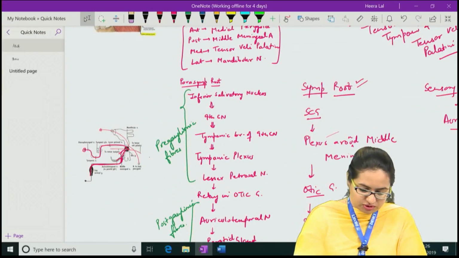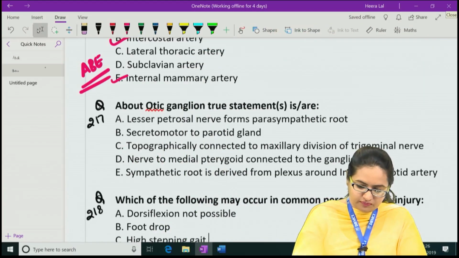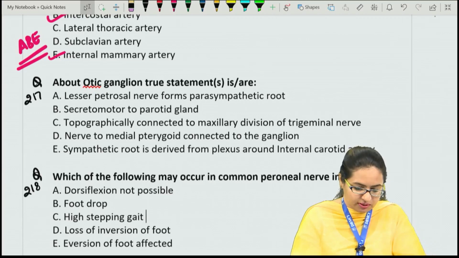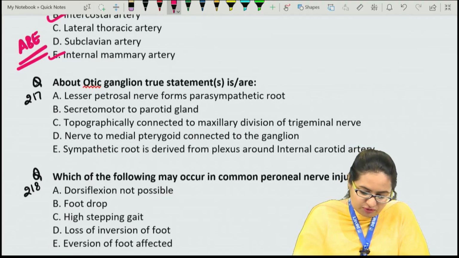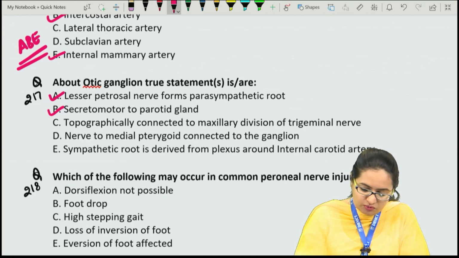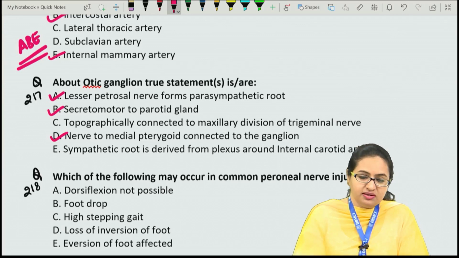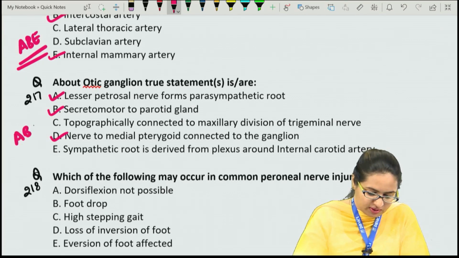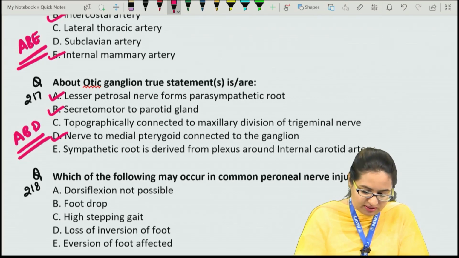Now if we come back to the question, we have to find what is the true statement about the otic ganglion. Regarding the otic ganglion, the lesser petrosal nerve forms the parasympathetic root, this is correct. Then it is carrying the secretomotor fibers. Topographically it will be connected to the mandibular nerve. The nerve to medial pterygoid is also connected to the ganglion because it is carrying the motor fibers. And the sympathetic root is actually derived from the plexus around the middle meningeal artery. So the answer for this question is A, B and D.